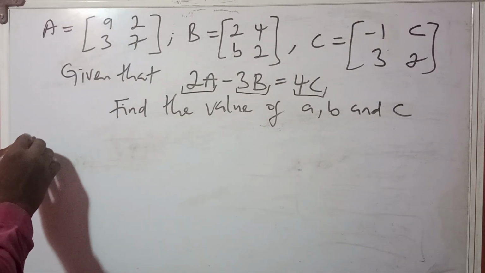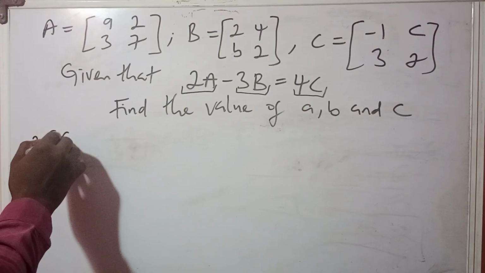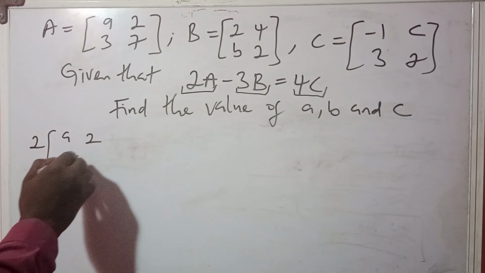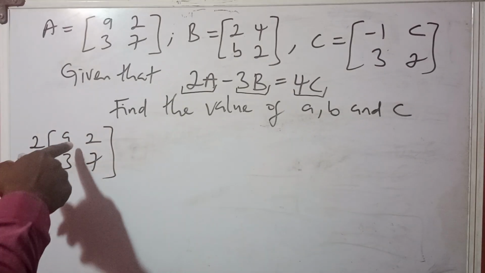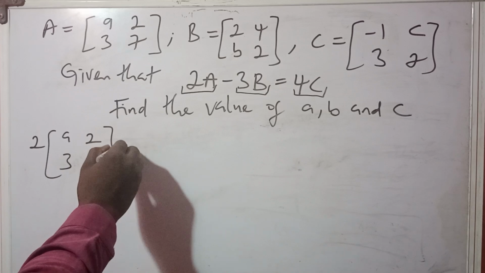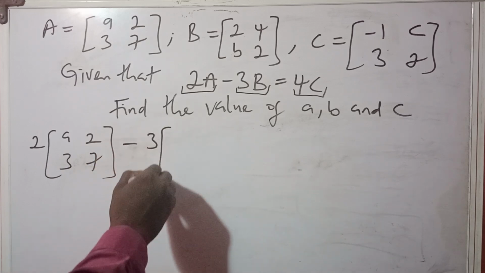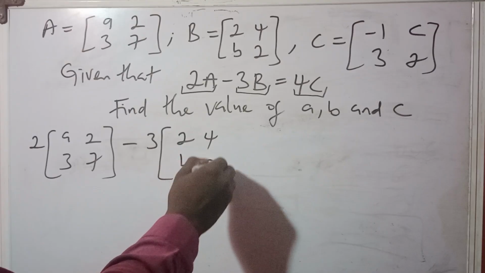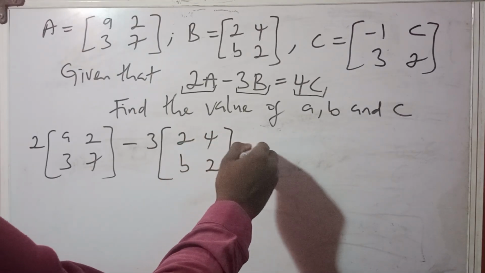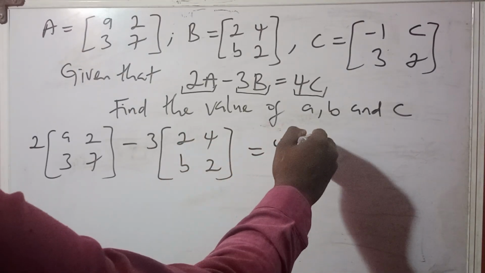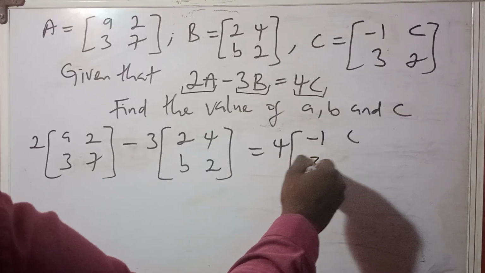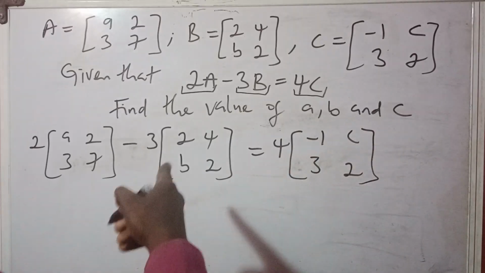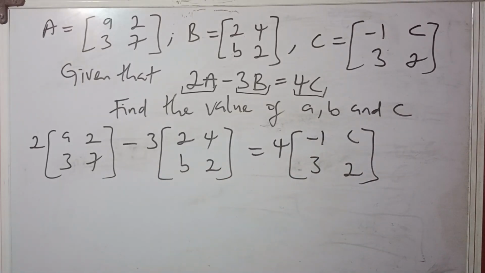Now, if you're getting 2A, we have 2A. This is A right here, so you just fill in the value for matrix A here. Then you obviously do the same for matrix B. So we have what we have right here. This was equals to 4C. So we have minus 1, 3 and 2. This is the first step to do.